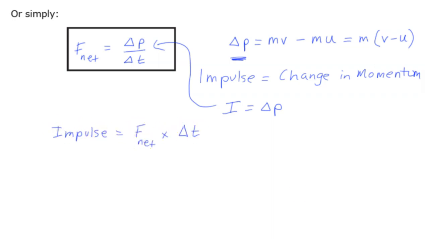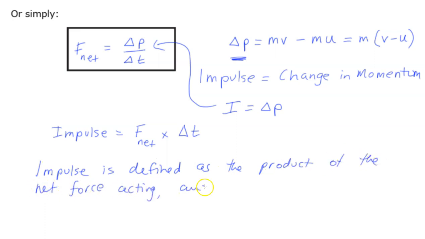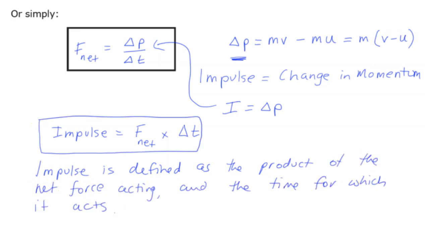Now, if we substitute this relationship into here and rearrange it, we get another relationship or equation for impulse. From this, we can define impulse as the product of the net force acting and the time for which it acts. An impulse is also a vector quantity.